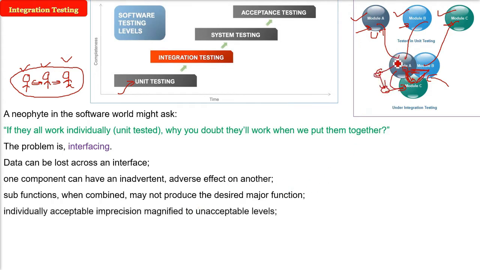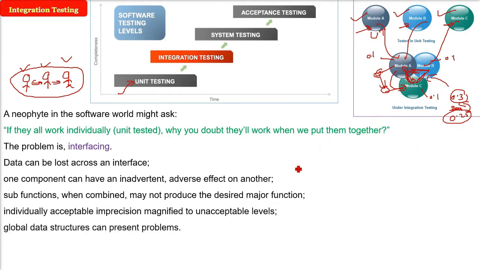Say you have an error, and I'm taking just a number to explain, of 0.1, 0.1, 0.1, and you say, okay, it is acceptable. When you combine these three modules, it gives you an error of 0.3, and you are told that 0.25 is the acceptable limit. So individually acceptable imprecision is magnified to unacceptable levels. This can happen. Also global data structure: in unit testing you are working with local data structure, but when you combine these, you are working with global data structure. These may present certain problems.